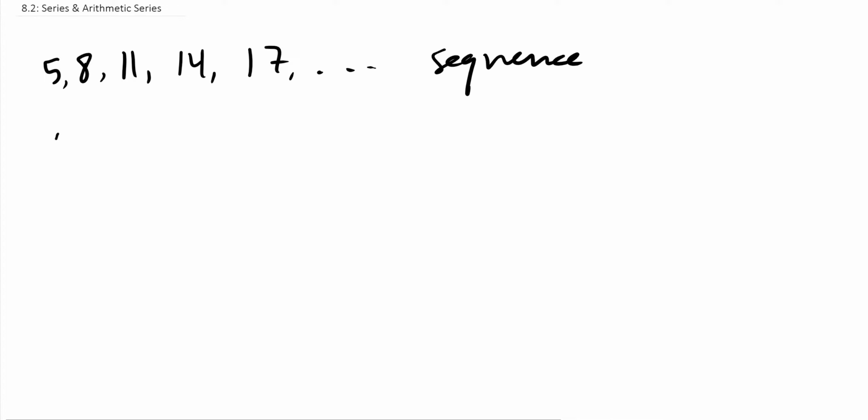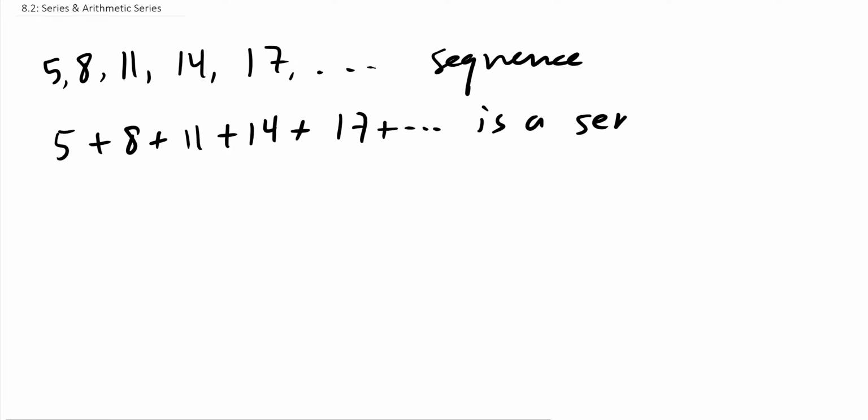What is a series? Remember we had, let's say, 5, 8, 11, 14, 17, etc. This is a sequence. If we happen to add these numbers up, 5 plus 8 plus 11 plus 14 plus 17 plus, this is called a series. So the series is basically the sum of all the terms of the sequence.